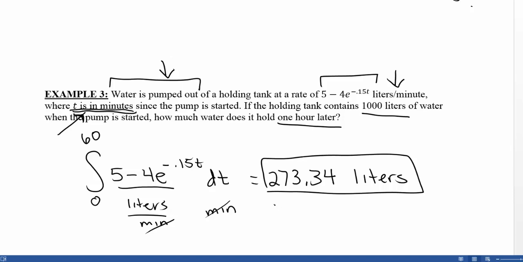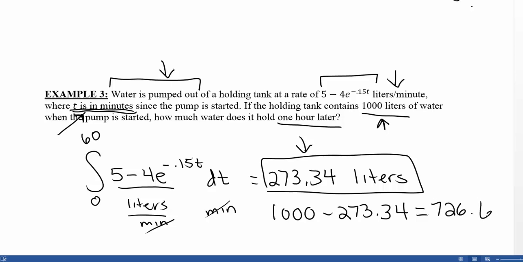So we're going to do 1,000 minus 273.34. We're going to double check real quick, but these are both in liters, so we don't have to do any sort of conversion here. So 1,000 minus the 273.34 will give you 726.67 liters.